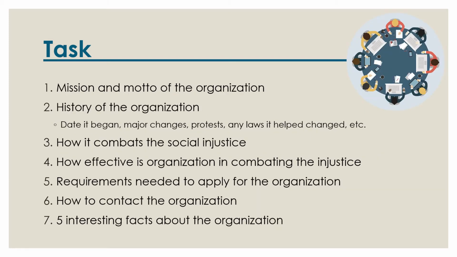So there are 10 pieces of information you need to find. First one is the mission and motto of the organization, which should be literally on their front page. The history of the organization. This includes when did it start? What are some changes? Were there any protests, laws that they helped change? If it's a big organization, there'll be lots of information, but if it's a smaller one, you might only find the date in which it began.